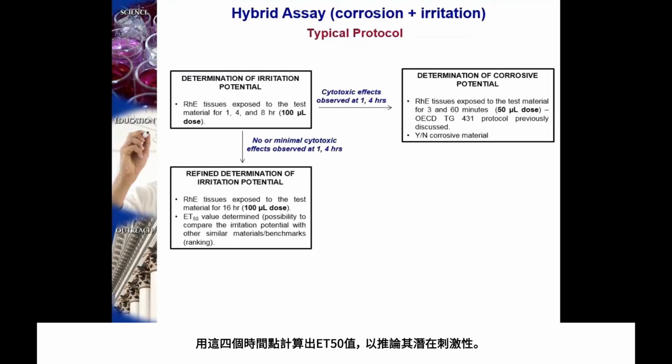And between these time points, an ET50 value can be calculated and interpretation of the data to the irritation potential can be made. The advantage of this assay is that it can address irritation with a screening component and corrosion at the same time using the same lot of tissues.